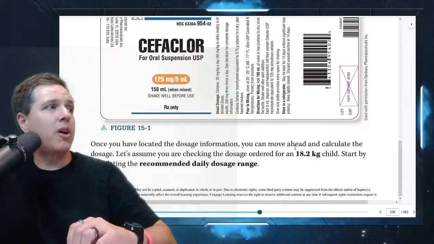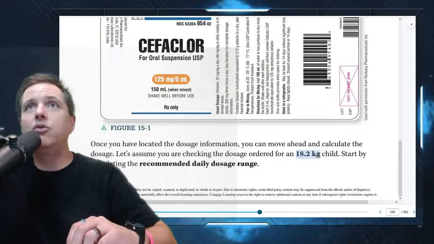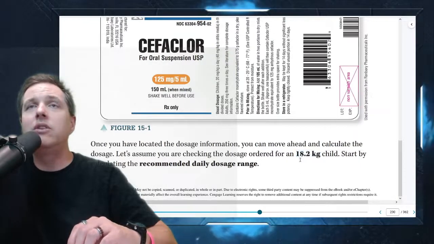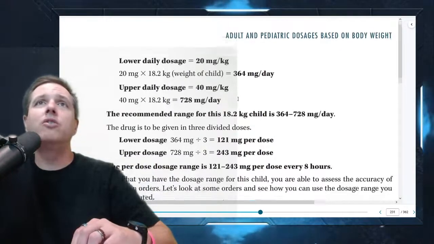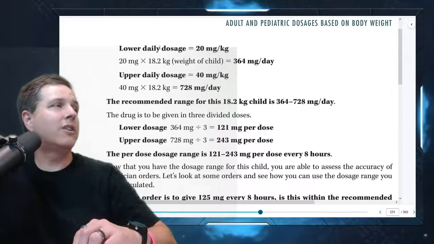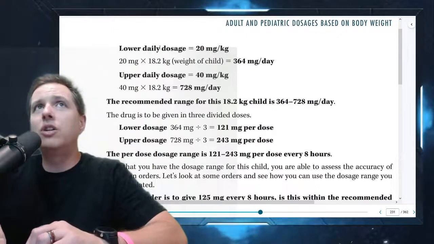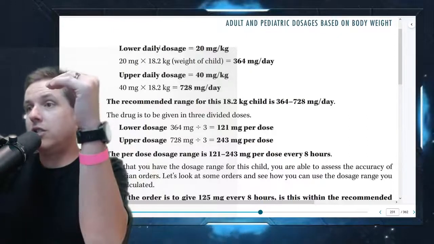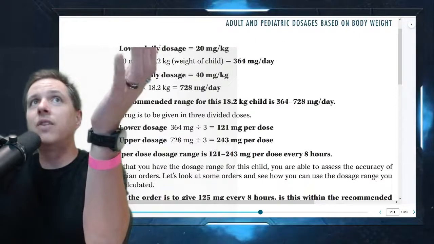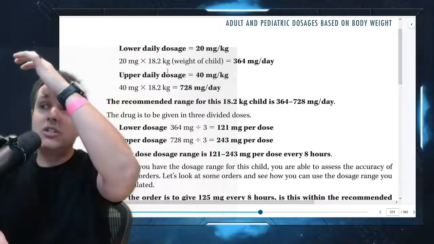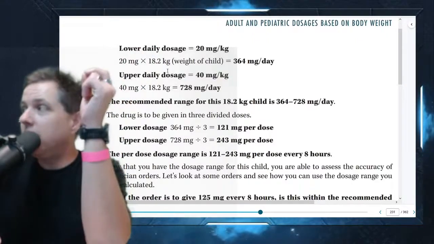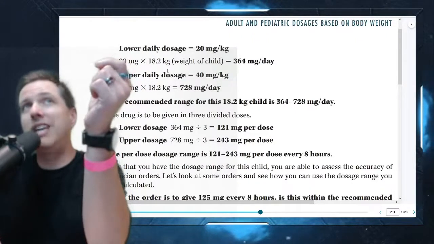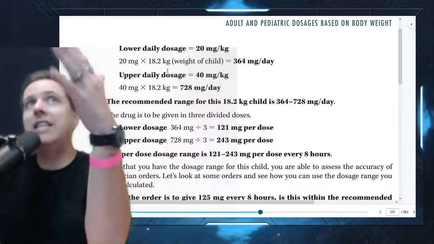So let's just do the problem where we're looking at an 18.2 kilogram child. We want to look at the recommended dosage for that individual. I'm just going to walk through the calculation here. They gave us the lower limit dosage, which they said was for children, and then they gave us the upper dosage limit, which was for adults. The dosage that's actually given really should fall somewhere in that range.